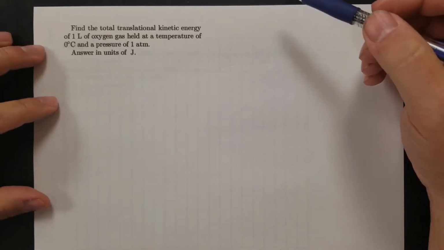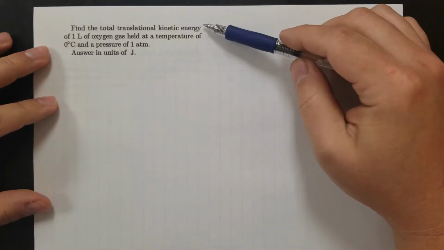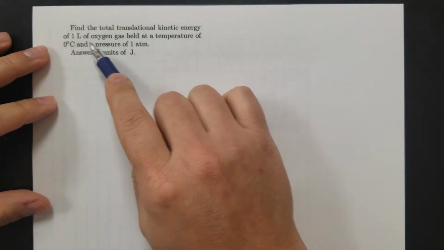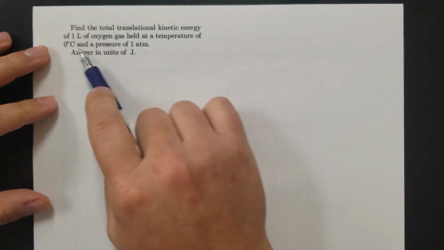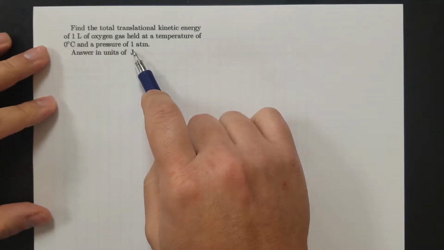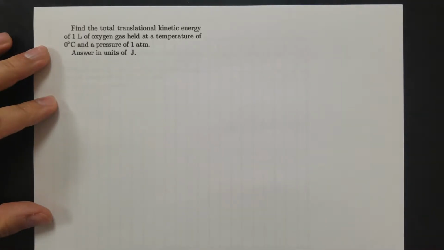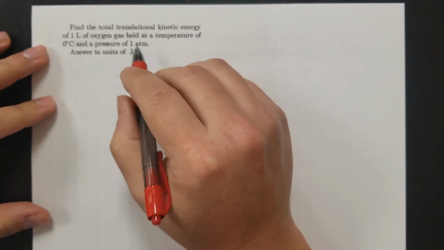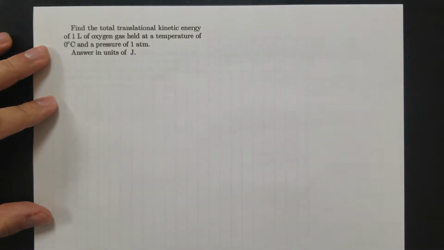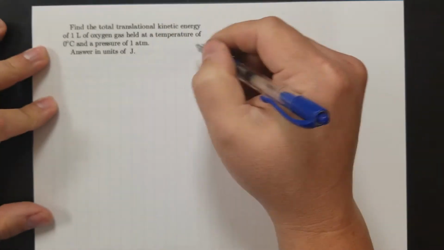In this problem, we're finding the total translational kinetic energy of a liter of oxygen gas held at a temperature of 0 Celsius and a pressure of 1 atmosphere. Okay, so let me see. My pressure is 1 atmosphere, so let's first write what we have.